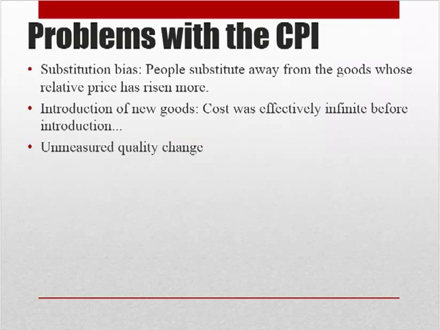A bigger problem, and really a huge conceptual problem for the CPI, is the introduction of new goods. If you think about it, before something like a smartphone is invented, the price of getting a smartphone is effectively infinite. So the price of having a phone that can do everything an iPhone could do, back in 1995, would have cost you billions of dollars to make that one very first smartphone, because all the research and development would have been needed to create that one very first phone.